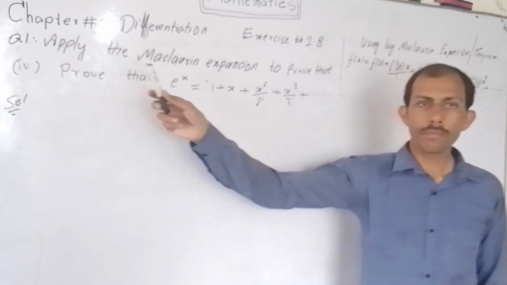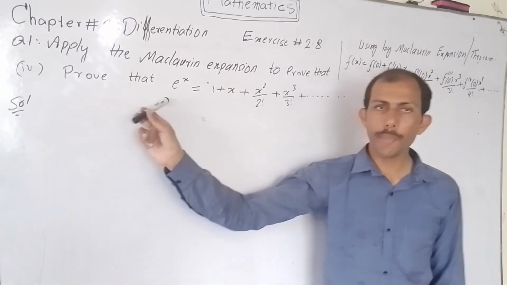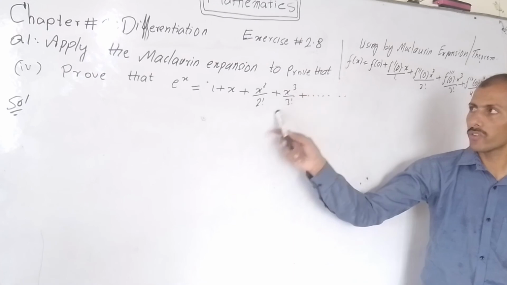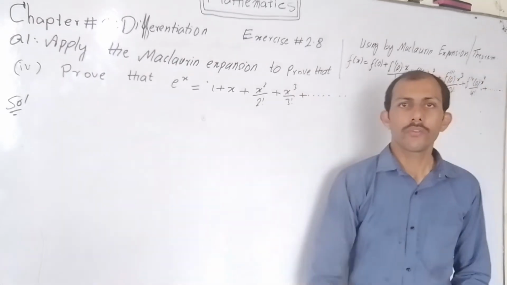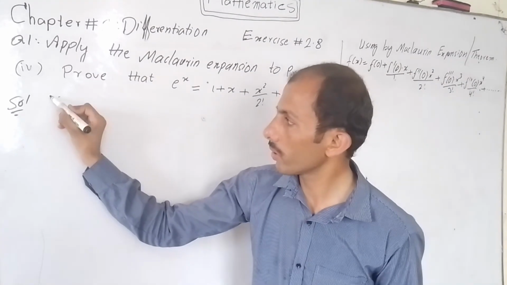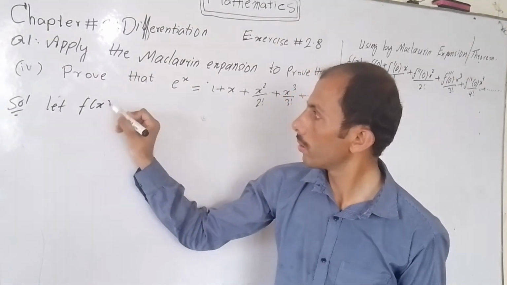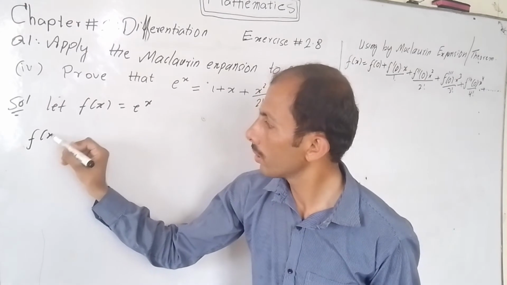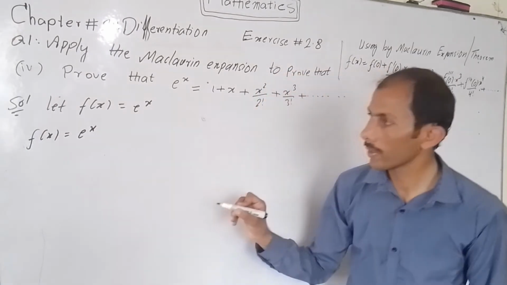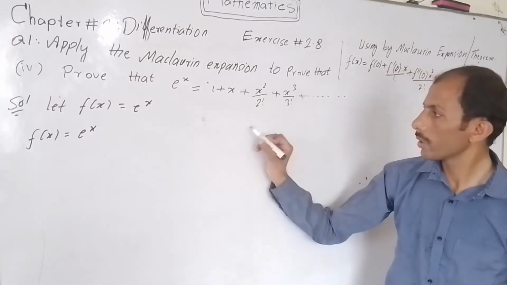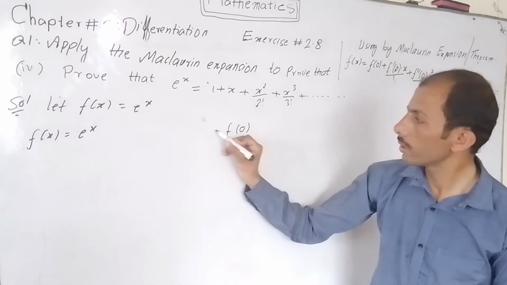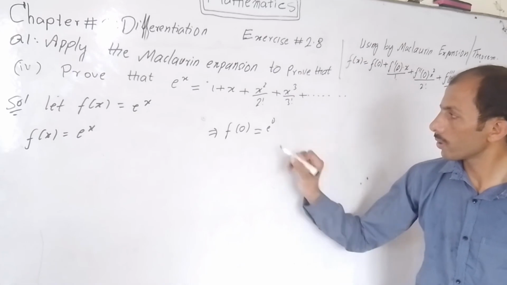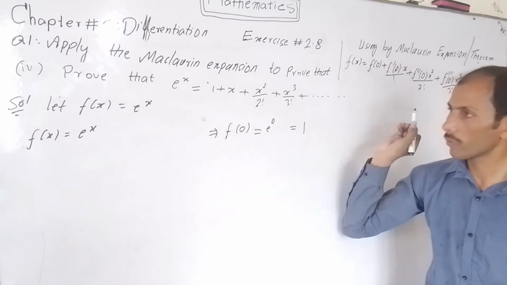Next, question number 1, proof number 4: prove that e power x is equal to 1 plus x plus x square divided by 2 factorial plus x cube divided by 3 factorial plus, and so on. First of all, let's suppose f of x is equal to e power x, and x approaches 0. So f of 0 is equal to e power 0, and e power 0 is equal to 1.